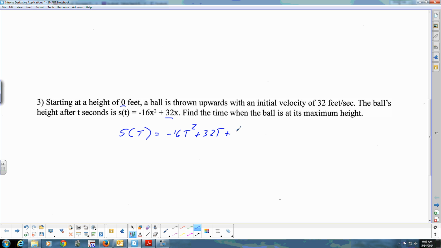With an initial starting height of 0. That's the 0 that's at the end here. That's why it's not there. So again, you don't have to do anything with the 0. If they said the starting height was 12 feet, you put a 12 here. But again, they're giving it to you. It's nothing you need to do with it. It's just right now about getting you used to the wording.